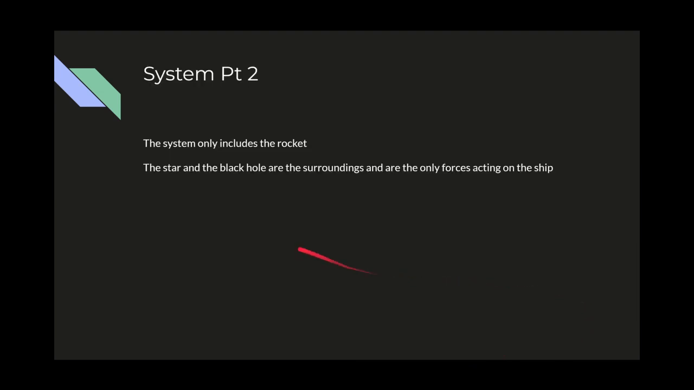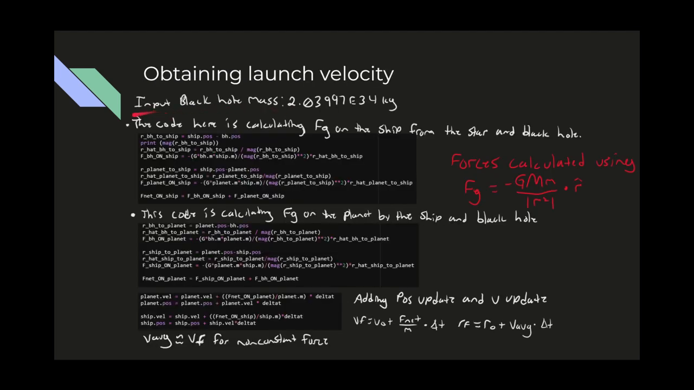The system in part 2 only includes the rocket. The ship will start with some initial velocity, and then the only forces acting on it will be the gravitational forces of the star and the black hole. After inputting the mass of the black hole, we must calculate the net force on both the ship and the star using the universal gravitational formula. We will then simulate the motion of both objects using the position and velocity update formulas.